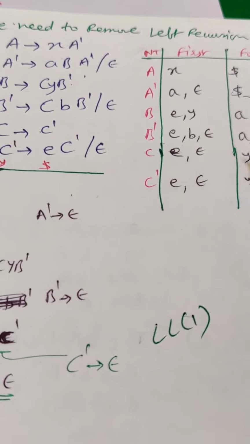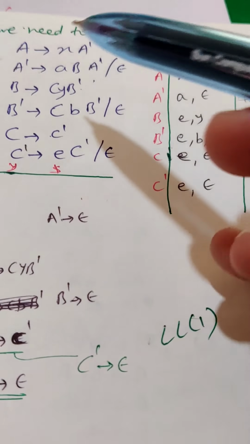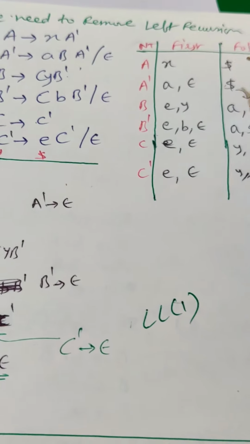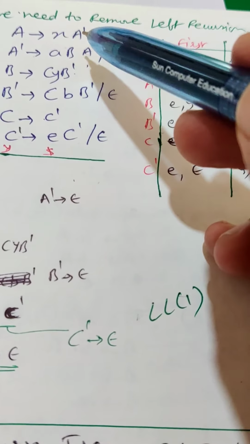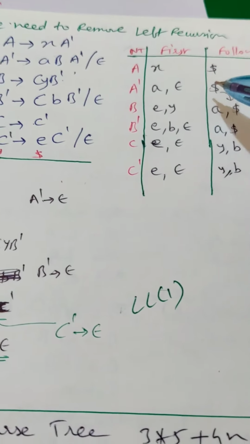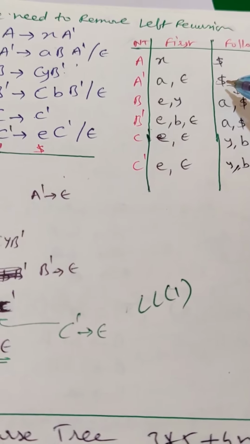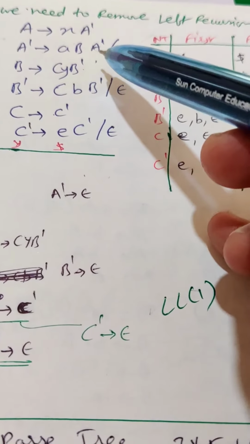So that is the first. Now to find follow, the follow of the starting non-terminal is always dollar. So follow of A is dollar. Follow of A dash is the last non-terminal here, so follow of A dash is follow of A. So we get follow of A as dollar as well. Follow of A dash is dollar. Then follow of A dash is follow of A dash.